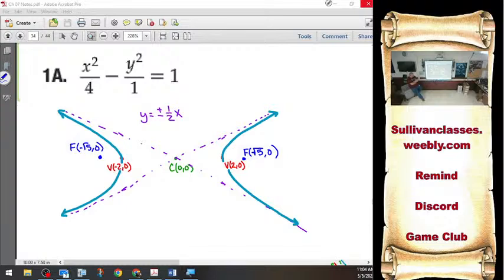then asymptotes. You got to remember, a over b or b over a is more a question of y over x, rise over run. So in this case, square root of 1 over square root of 4 is 1/2. Because it goes through 0, 0, the y minus 0 and x minus 0 will reduce down.